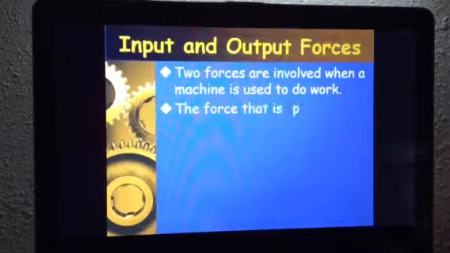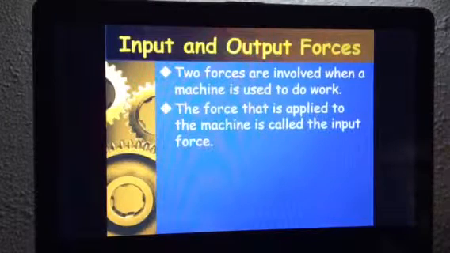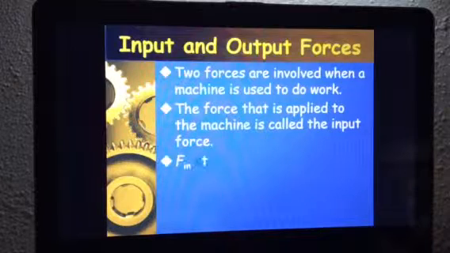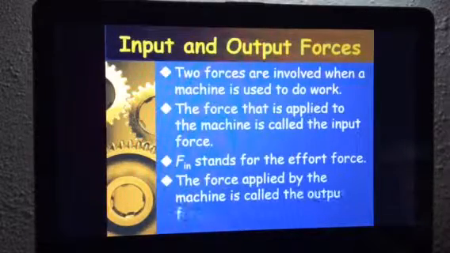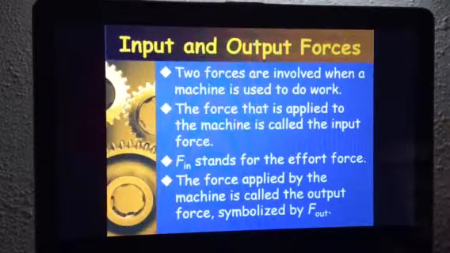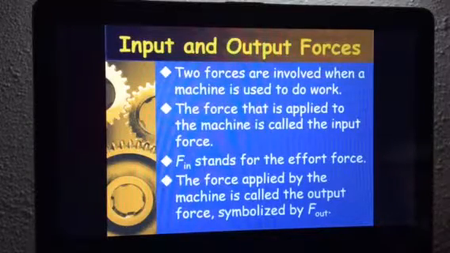The input is the work that you put in, and that is what we know as the input force. This is a force either being applied by you or something else to that machine. The output force is the force that's put out by the machine. On your note cards, if you want to write F subscript E, this stands for your effort force. And again, the output force is the force applied by the machine, and that is F out. You can also write that onto your note card as well.